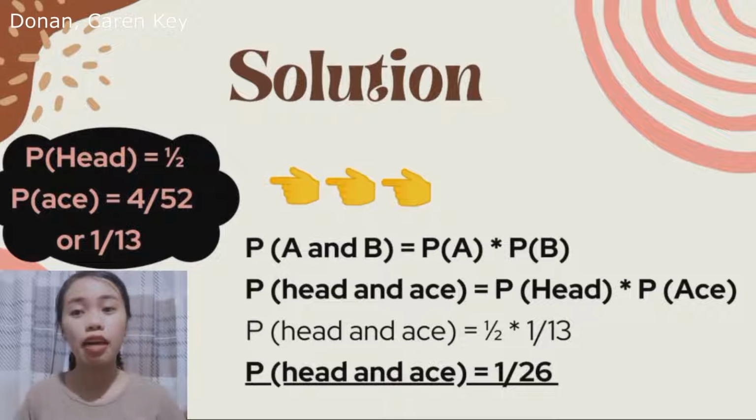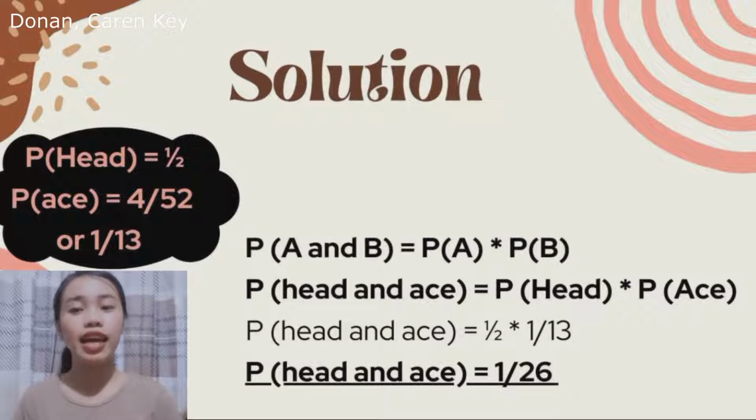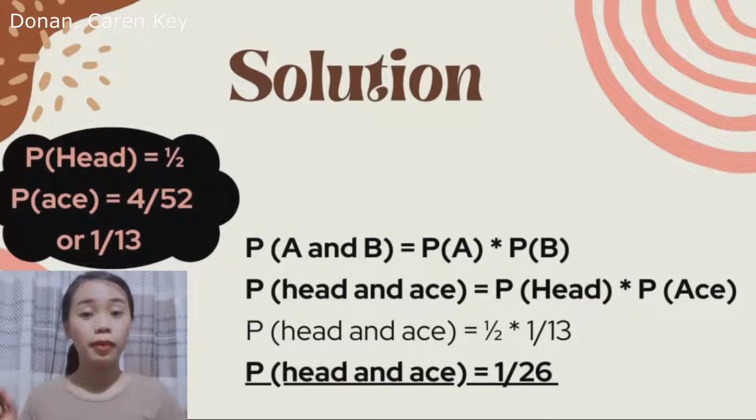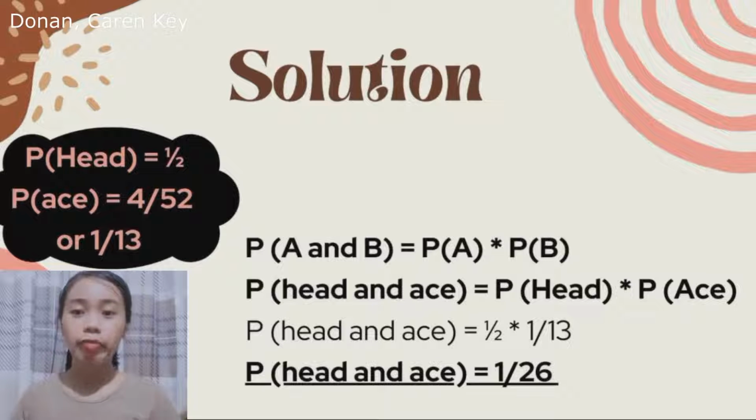So, since we already have the values that we need, we can now solve the probability of these two independent events. Okay? So, now we have the probability of head and ace is equal to 1/2, kasi yun yung value ng probability of head, multiplied by 1 over 13, the value of the probability of ace. So, the answer is probability of head and ace is equal to 1 over 26. So, that's it. So, your answer can also be presented in a decimal or a percentage form.